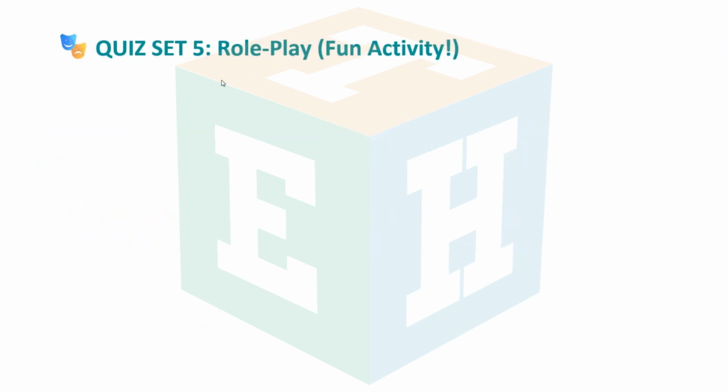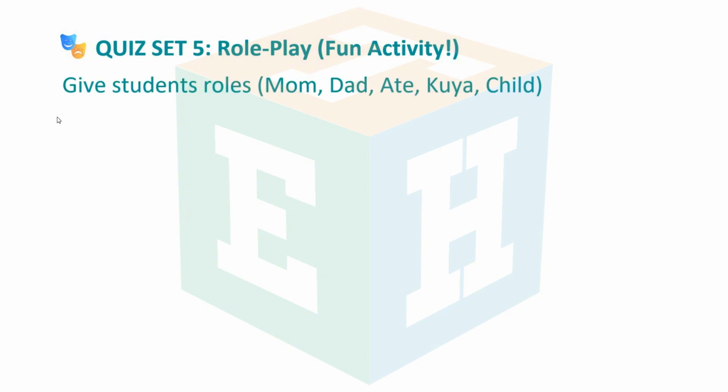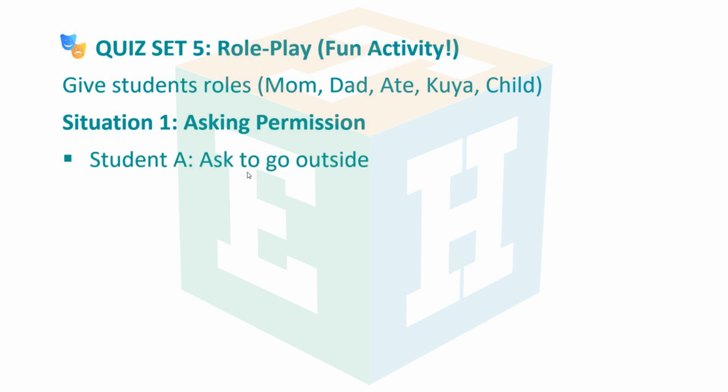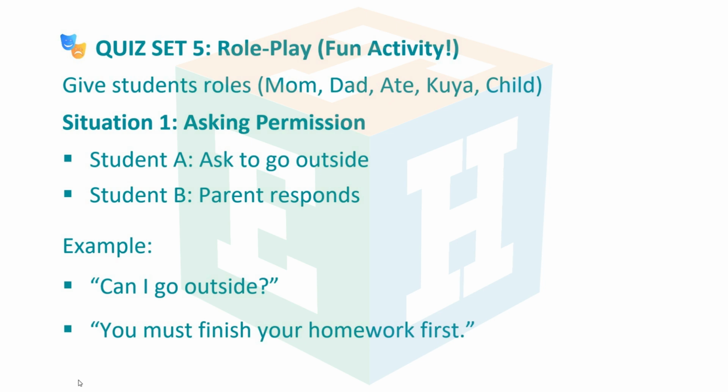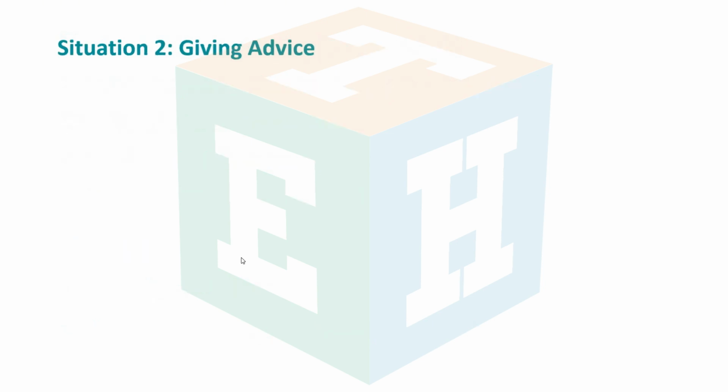Quiz set 5. Role play fun activity. Give students roles: mom, dad, ate, kuya, child. Situation 1. Asking permission. Student A asks to go outside. Student B is the parent responding. Example: Can I go outside? B: You must finish your homework first.